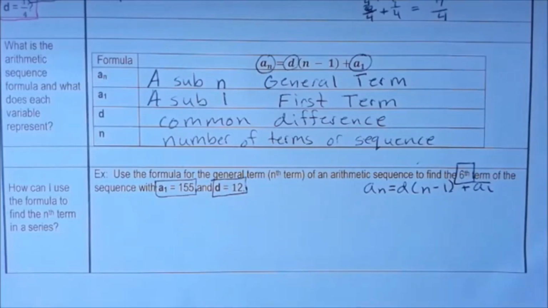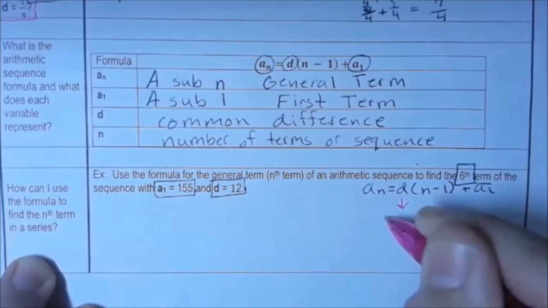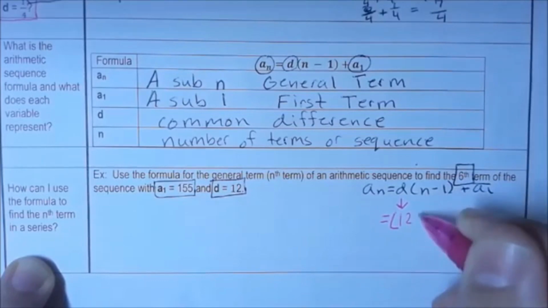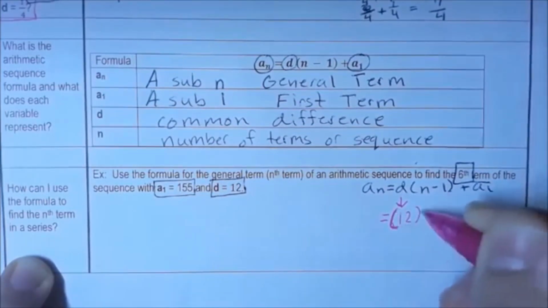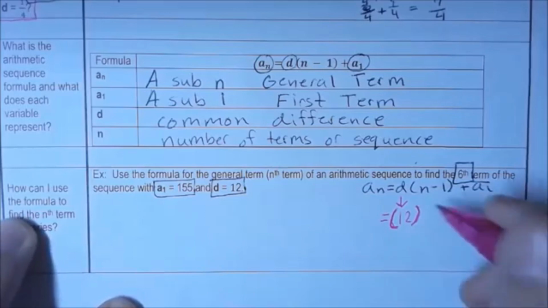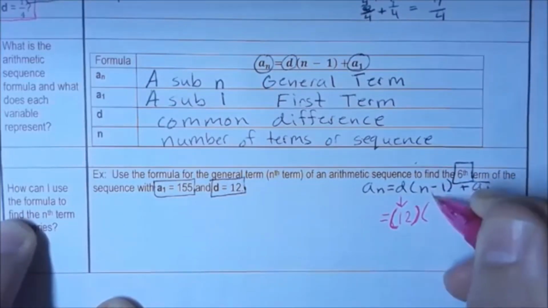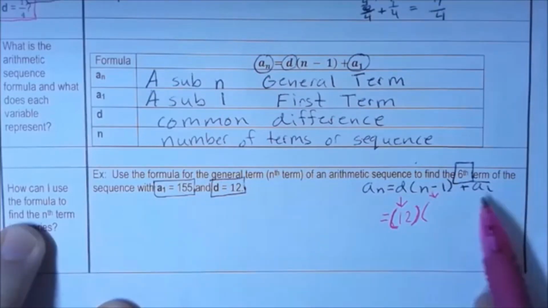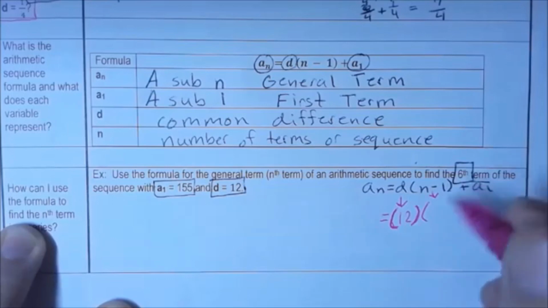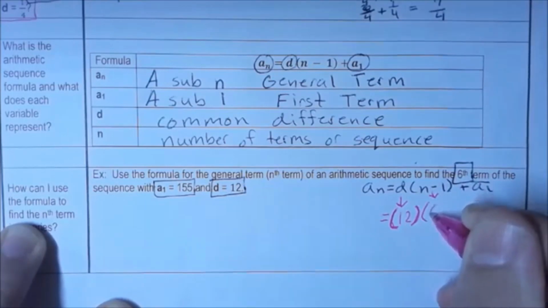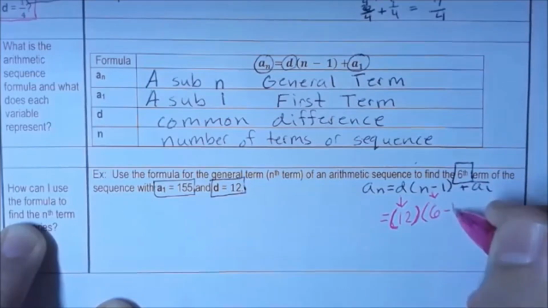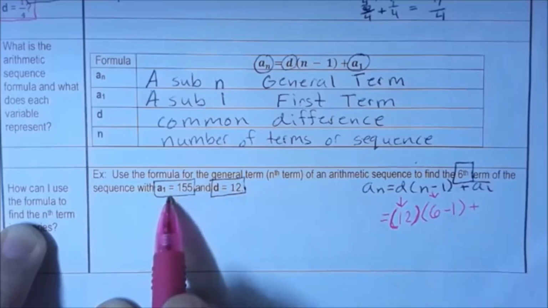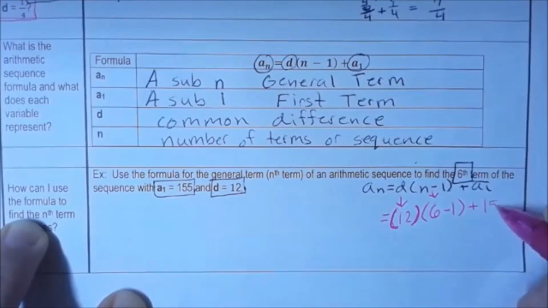For instance, when it comes to d, this is equal to my common difference, which is 12. So I'm going to put a 12 in parentheses. And remember, anytime we're replacing a variable with a number, we just put it in parentheses. And I'm going to put my other parenthesis, and now I want to put my n down here. Now the n, remember, is the nth term, and they want us to find it for the sixth term. So I'm actually going to put a 6 minus 1, close parenthesis, and now I just need to add my a sub 1. Well, my a sub 1 was 155, so I'm going to add that at the end.